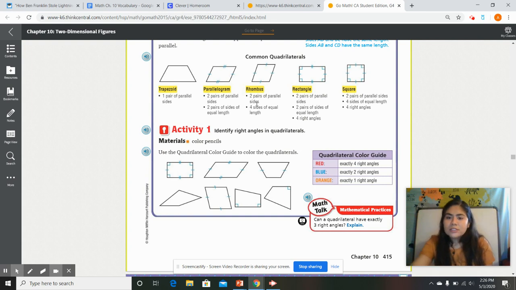A rectangle, here we go. We've all heard of a rectangle. A rectangle has two pairs of parallel sides, two pairs of sides of equal length. Sounds a lot like a parallelogram, but it has four right angles.